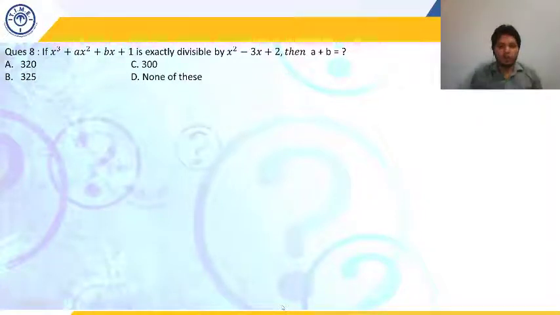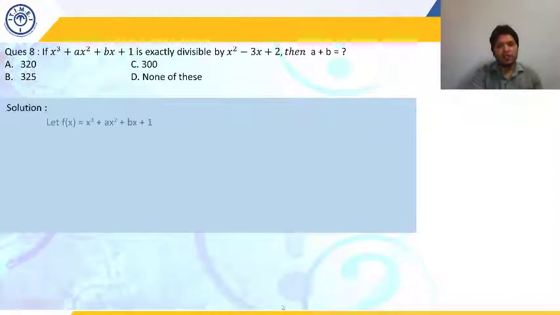We have been given a cubic equation, and that cubic equation is exactly divisible by a quadratic equation. So if it is divisible by x square minus 3x plus 2, it would be divisible by both the factors of x square minus 3x plus 2. So just find out the factors of x square minus 3x plus 2 once. So what are the factors of x square minus 3x plus 2?